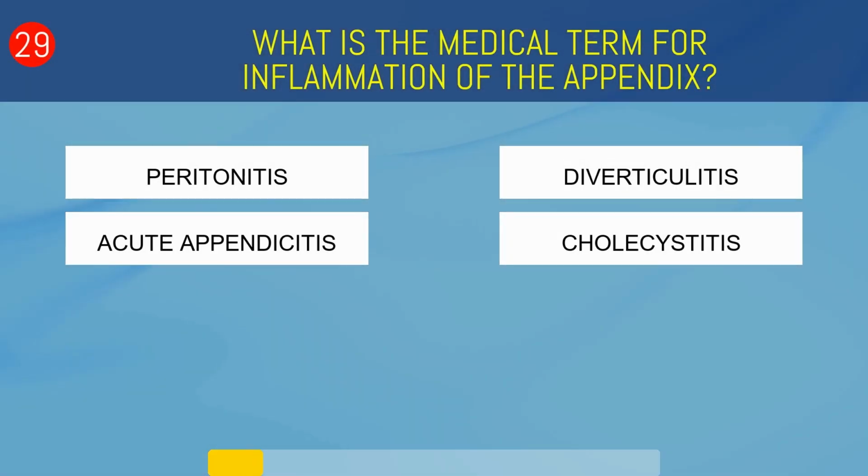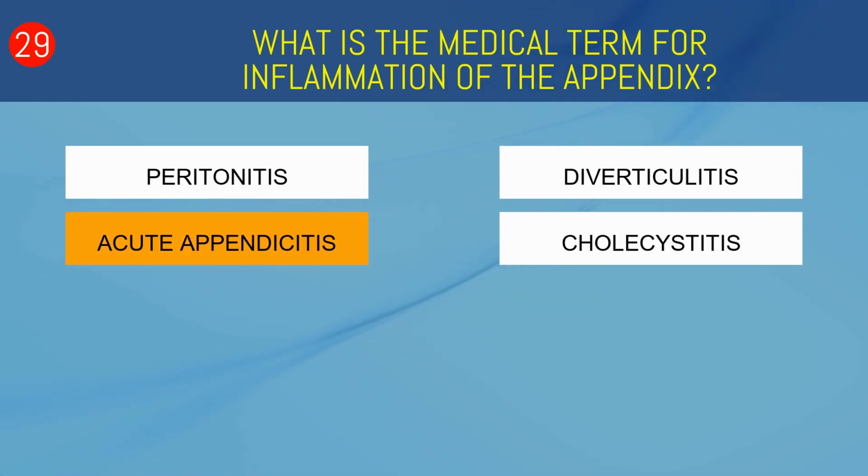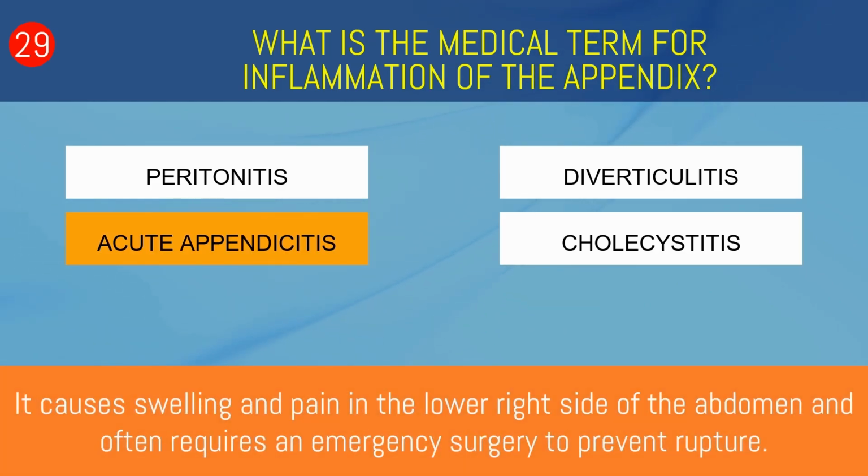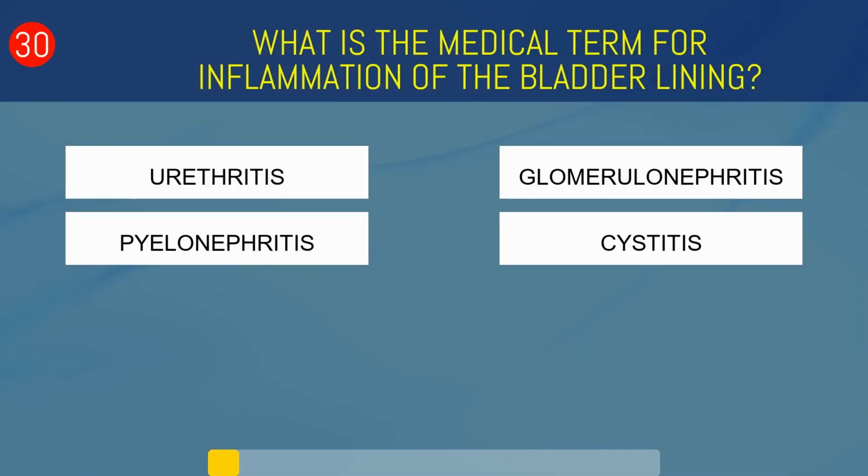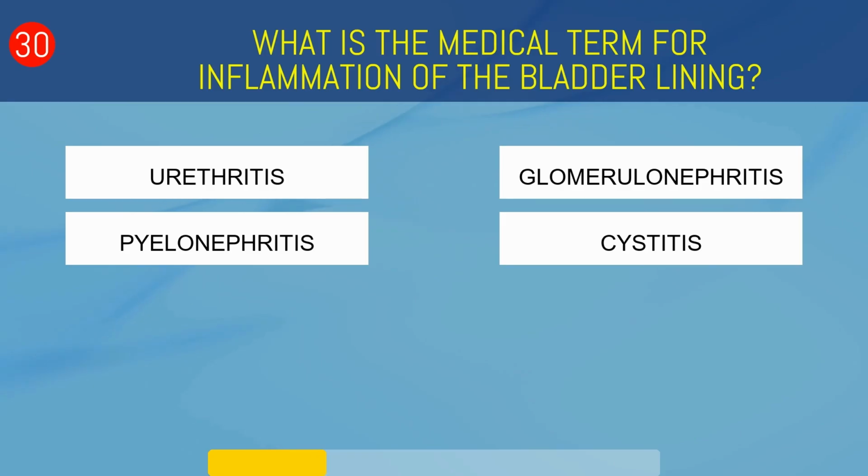What is the medical term for inflammation of the appendix? Peritonitis, acute appendicitis, diverticulitis, or cholecystitis? Acute appendicitis. It causes swelling and pain in the lower right side of the abdomen and often requires an emergency surgery to prevent rupture.